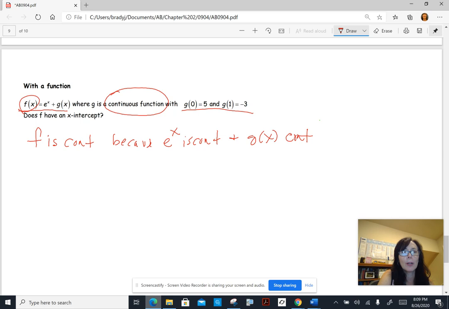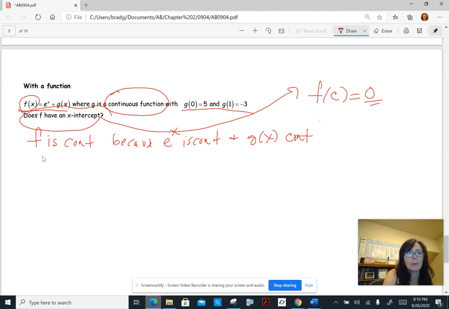And let's see, we want to know if f of x has an x-intercept. That would be that f of some c would be 0. So that's what we're looking for. We're looking for this 0. Okay, so let's see. So what could we check? We could take f of, well, they gave us 2 points.